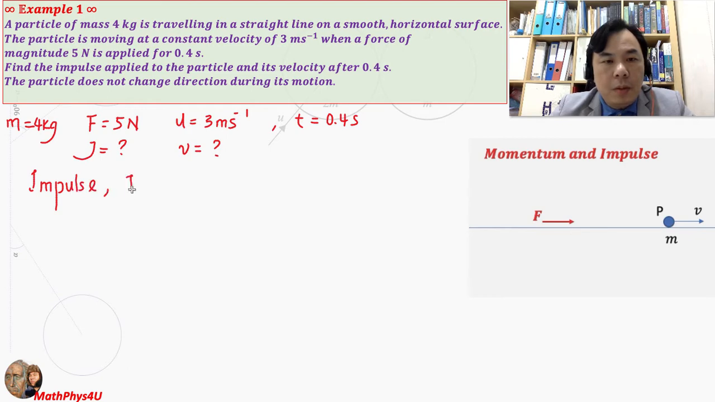So impulse is defined as change in momentum. So change in momentum, or here I omit the vector notation. It can be given as change in momentum or product of force and its duration of time.